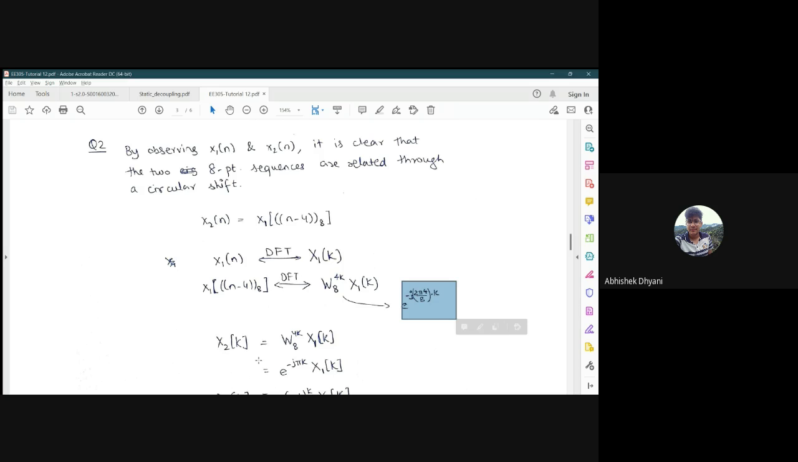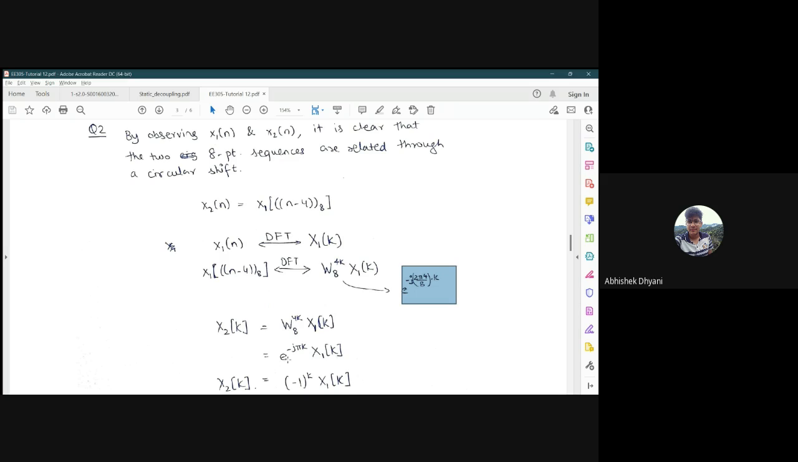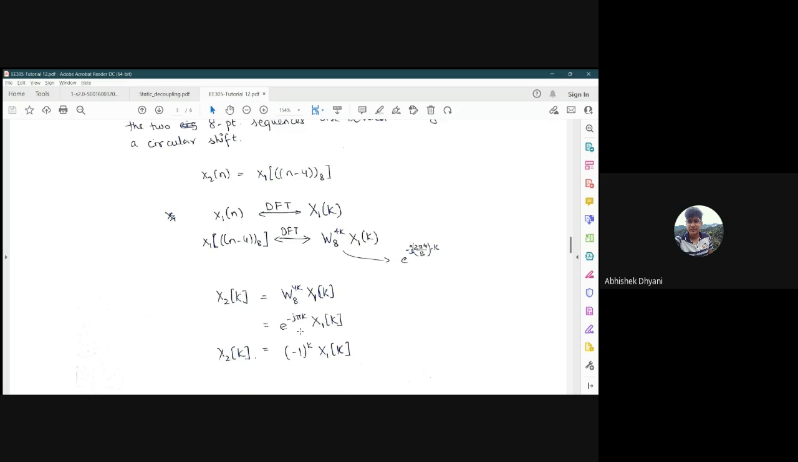And I can say that X2[k] is basically e raised to the power minus j pi k times X1[k], and this is nothing but minus 1 raised to the power k, right? So this will give me minus 1, but depending upon what k is, whether it's even or odd, we can write it like this, right? And this is the final relationship between the DFTs of x1 and x2. So we have utilized the circular shift property in order to find out this relationship.